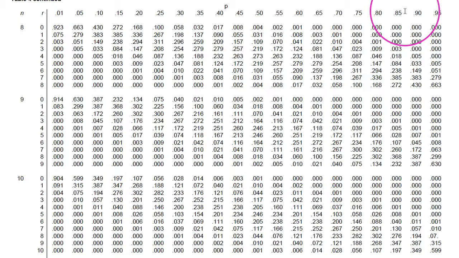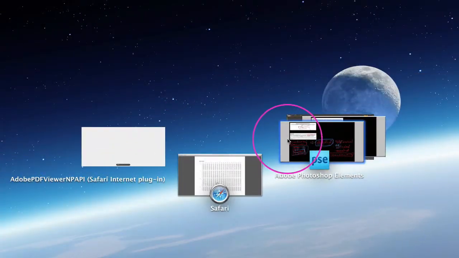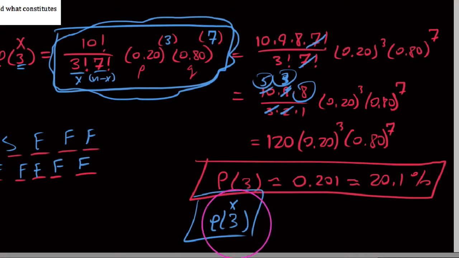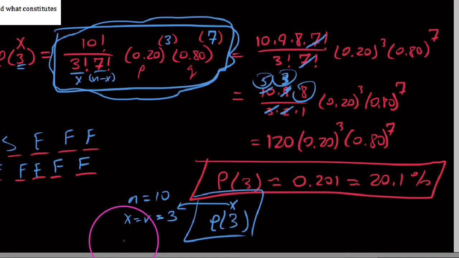But we actually could have used this table to determine the value we were looking for. In our case, we wanted the probability of exactly 3 successes, and we'd write it like this: probability of 3 successes. But what we knew is this. We had a sample of size 10. We had an X, or in this case, when we read the table, an R value of 3 successes. And we know the probability of success is 0.20.